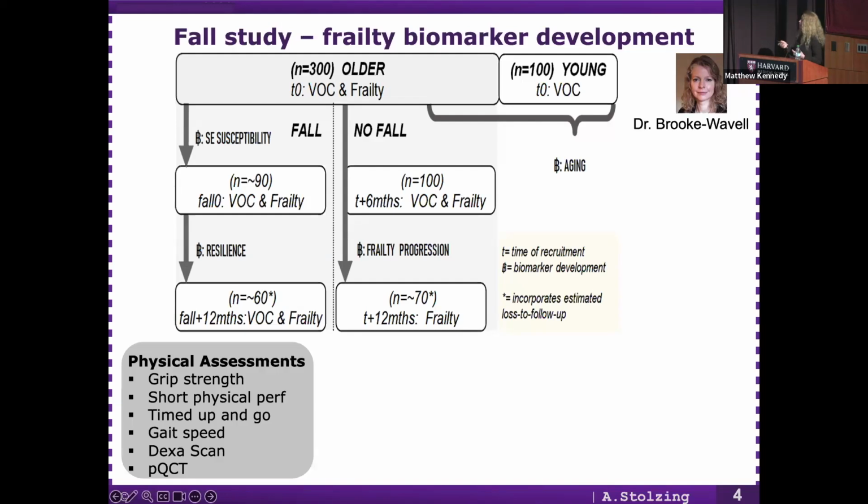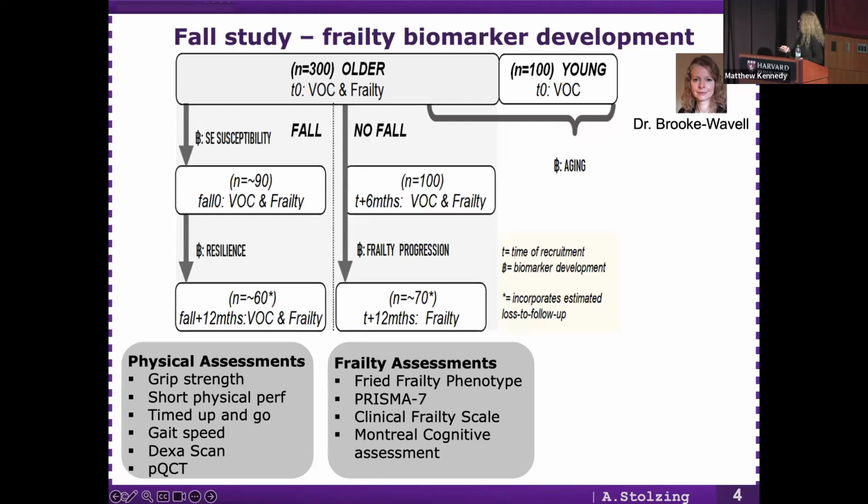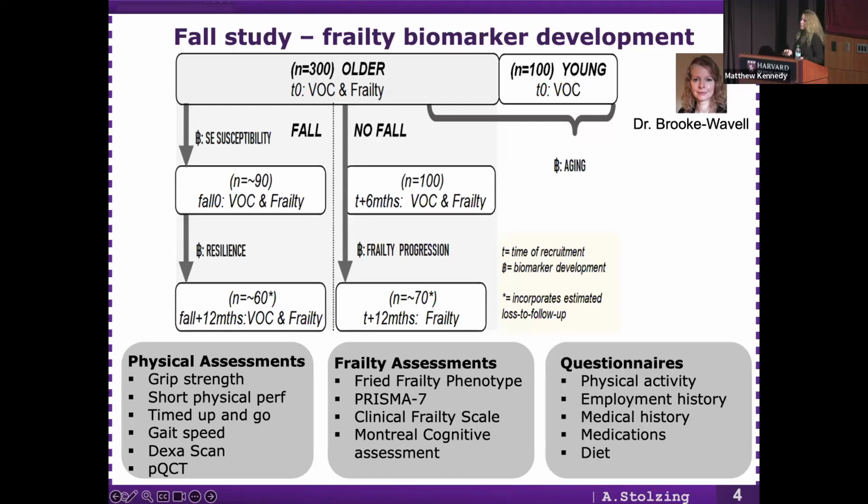We do a bunch of additional physical assessments and frailty assessments, and also give them questionnaires to have a very rounded picture of what their frailty status is when they come in.